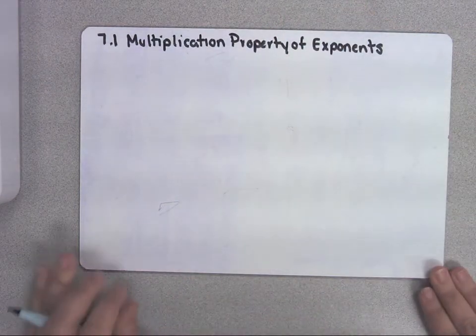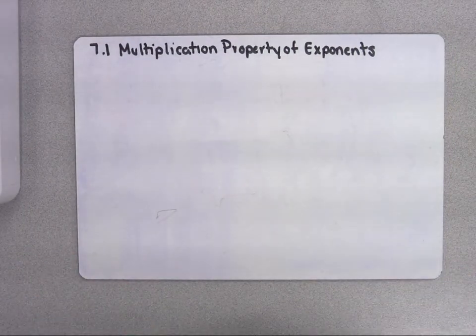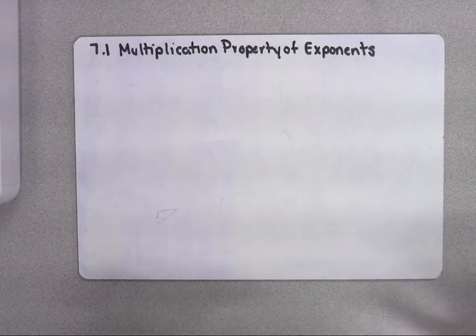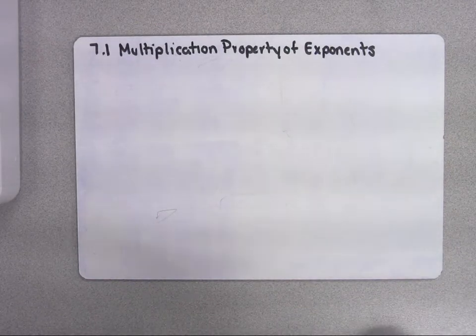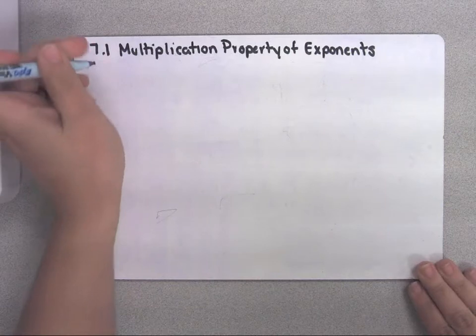There are a few of these. You do have to learn them all. There's a few properties. You don't technically need to know their names, though they'll make sense. You just need to know what they do. Okay? So, the first one is called the product of powers.